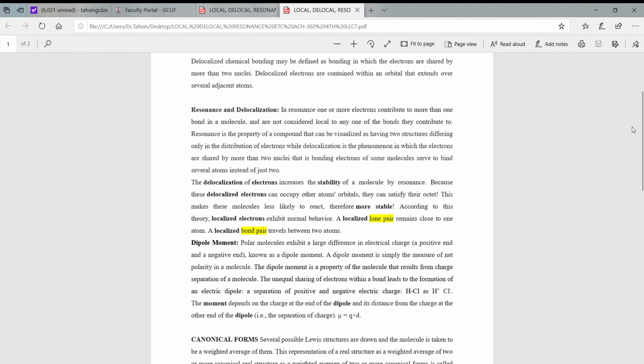So according to this theory, localized electrons exhibit normal behavior. A localized lone pair remains close to one atom. A localized bond pair travels between two atoms, localized between two nuclei. But when more than two atoms or nuclei are involved, it becomes delocalized.